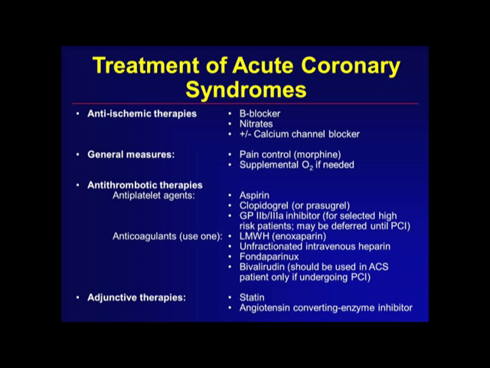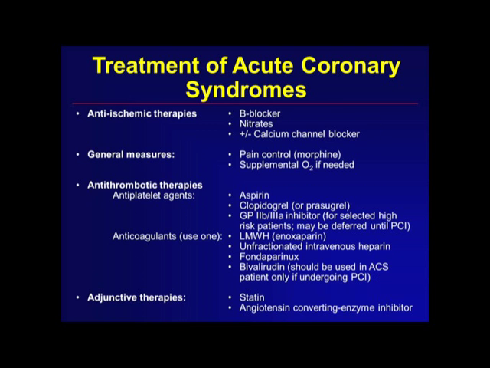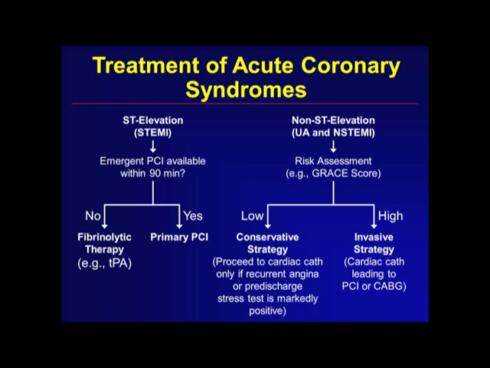And selected patients will also get an angiotensin-converting enzyme inhibitor if they have a left ventricular dysfunction, if they have severe hypertension, etc. All right. The EKG determines what we do. We want to give everybody this stuff, but if they have an EKG that shows ST elevation, then we need to open up the artery.